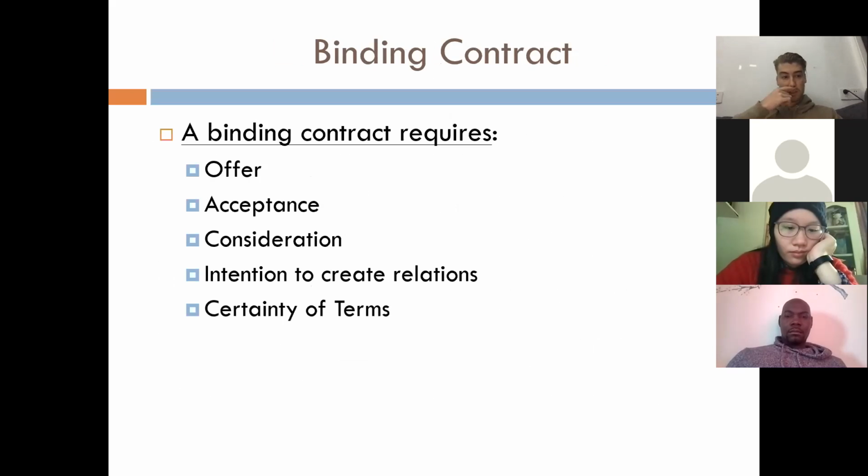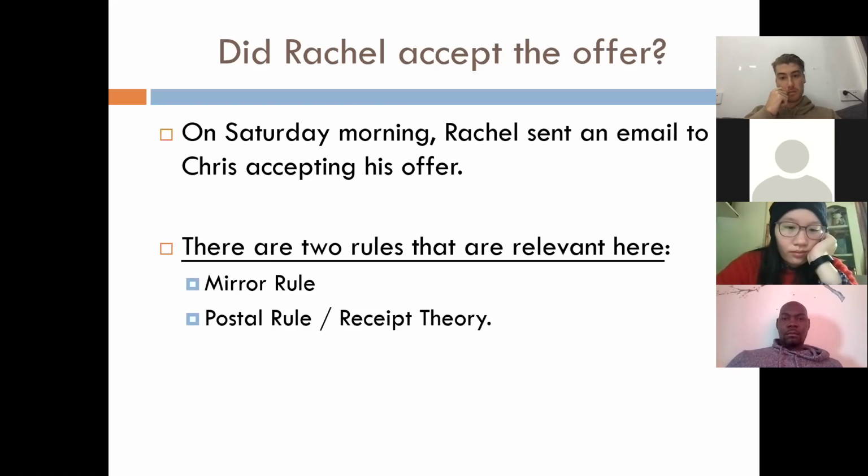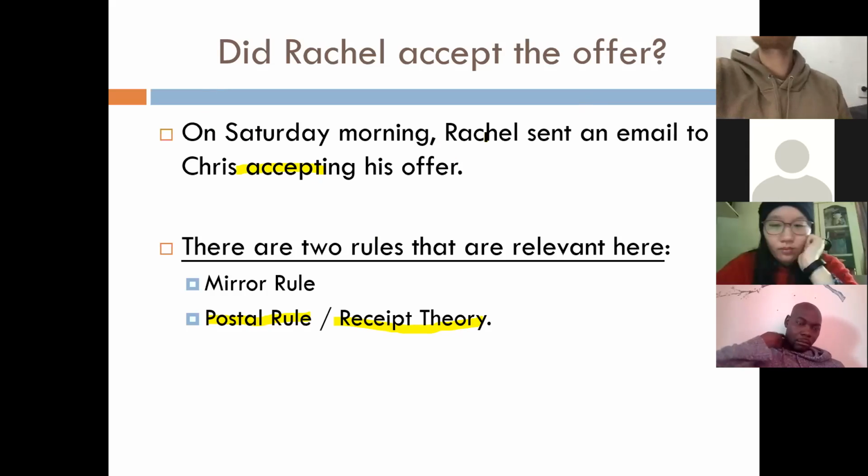Is this about the receipt theory? That would definitely be something to discuss, the receipt theory. And if you're going to discuss the receipt theory, you also need to discuss the postal rule. What are we talking about? Offer, acceptance, consideration, intention, or certainty? We're talking about acceptance. Rachel tried to accept the offer, so we're talking about acceptance here.